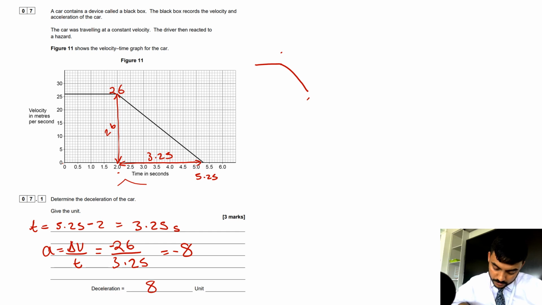I'm not going to mess around with the minuses for the sake of this question, but I might have to use minuses for another question. So the deceleration is 8. The unit for deceleration or acceleration is meters per second squared, because it's meters per second divided by seconds. It would be meters per second squared.